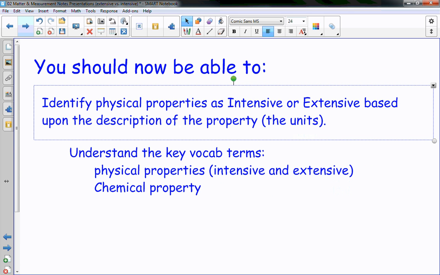So now, you should be able to identify physical properties such as intensive and extensive based on the description of the property in units. Understand key terms: physical properties, intensive and extensive, and a chemical property. How much energy is going to be released when I do the reaction.